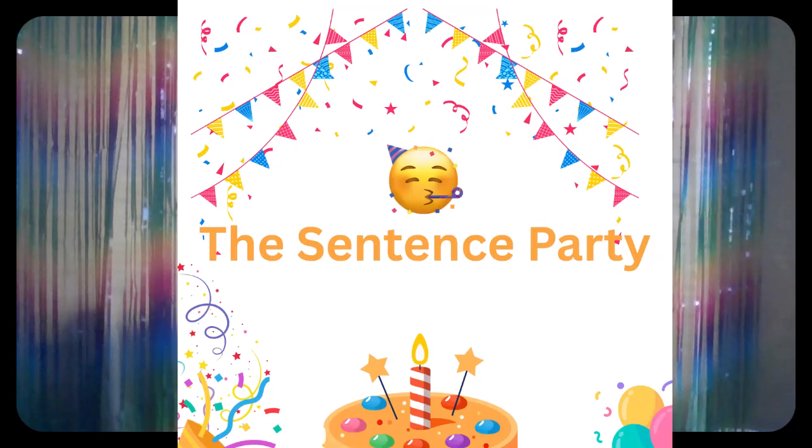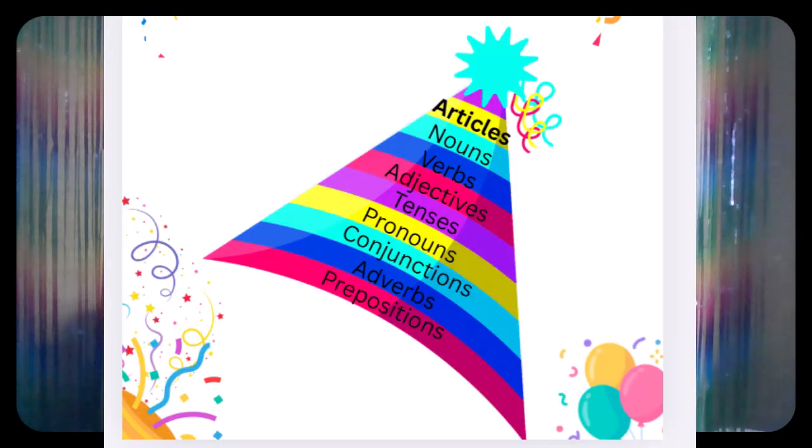Basically, Sentence wanted to host a magnificent party. But there is a dilemma. All the words, the articles, the nouns, the pronouns, the adjectives, the adverbs, the verbs, the prepositions, conjunctions, each and every part of speech desires to be present at this party.